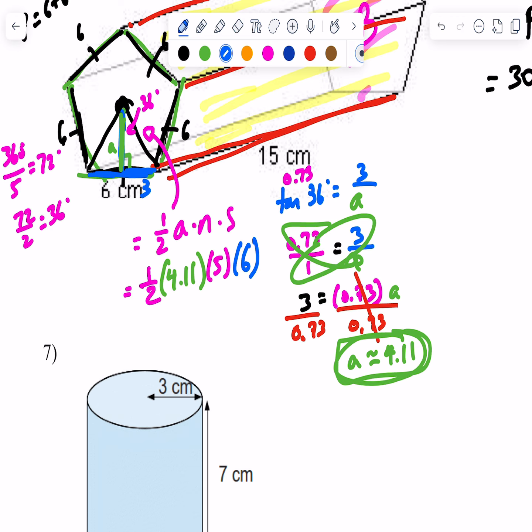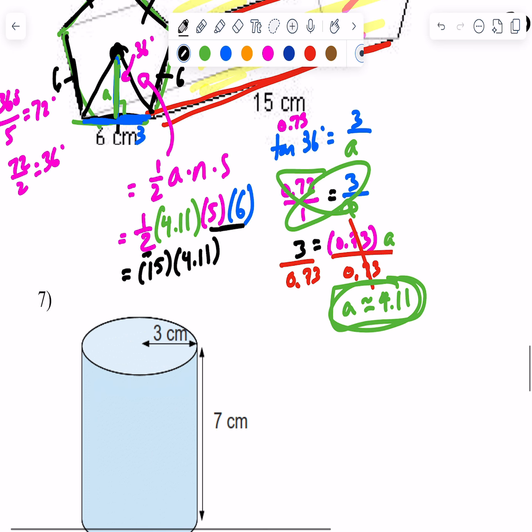So we can just punch this in our calculator, or we can simplify. 5 times 6 is 30. Half of that is 15, so 15 times 4.11. 15 times 4.11 is about 61.65 centimeters squared, or about 61.95 if you didn't round it.